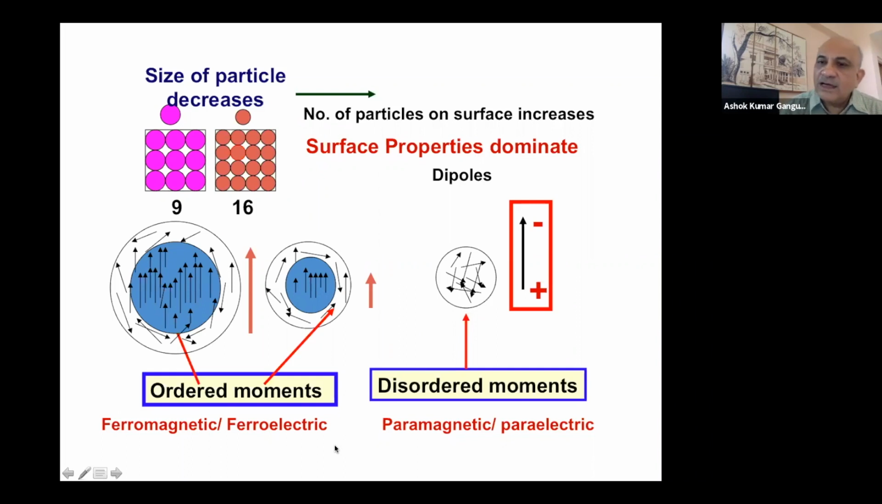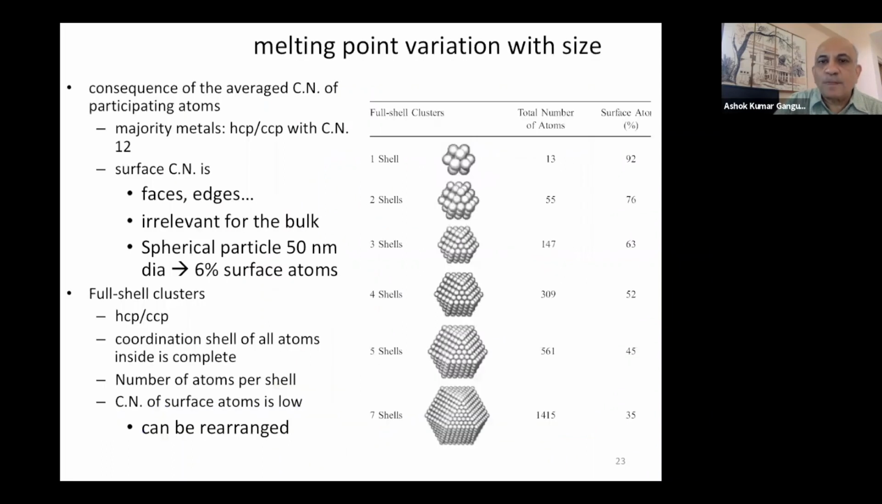But if my particles become smaller and smaller, then most of it will become disordered. And so in physics or material science, you study ferromagnetism or ferroelectricity. Ferromagnetism will become paramagnetism as the particle size decreases, and ferroelectricity will change over to paraelectricity when the particle size decreases.